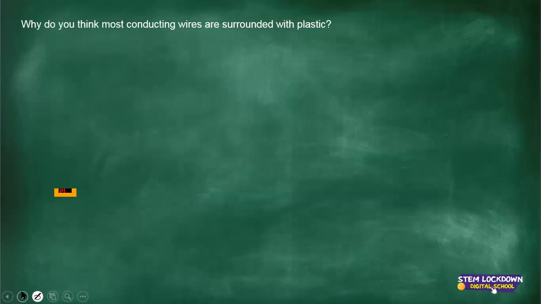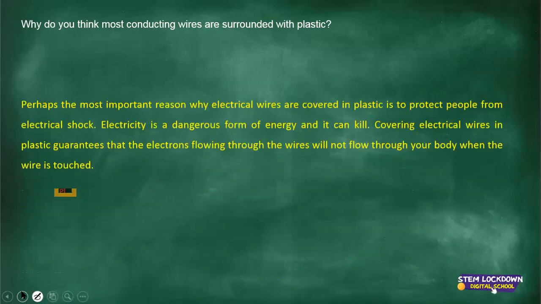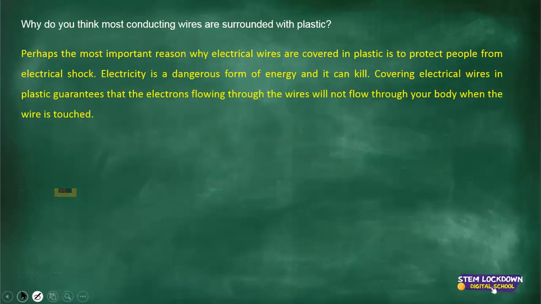Do you think that most conducting wires are surrounded with plastic? Perhaps the most important reason why electrical wires are covered in plastic is to protect you from an electrical shock. In the test, they can ask you this question: why do you think that conducting wires are surrounded with plastic? Your answer would be it's to protect you from electrical shock.